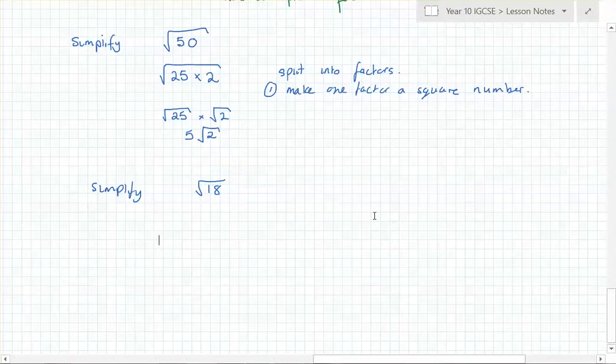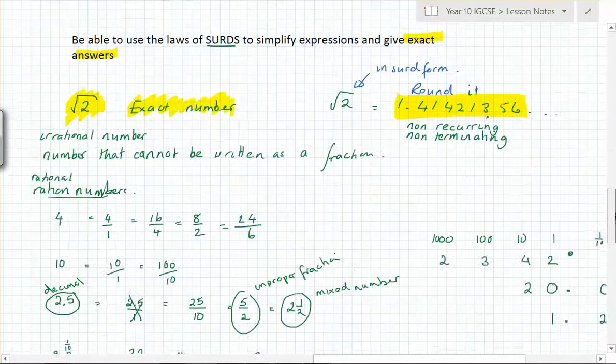Okay, so we'll get straight into it. So we're going to go back to our objective, right? Using laws of surds to simplify expressions, and give exact answers. Now, we had a lot of discussion about what an irrational number was, and therefore why surd form was an exact form. Can you remind me about that?